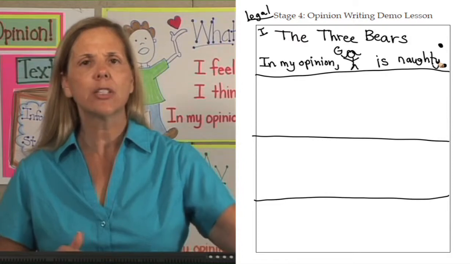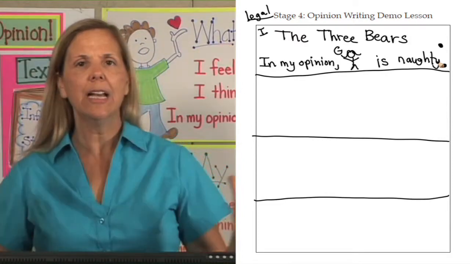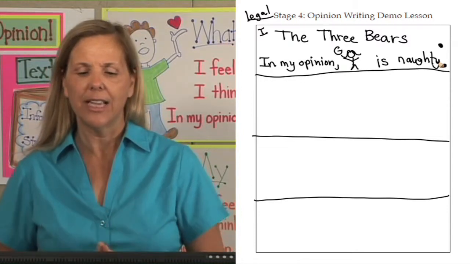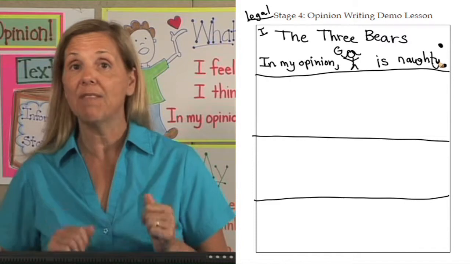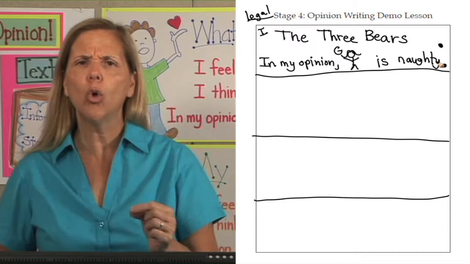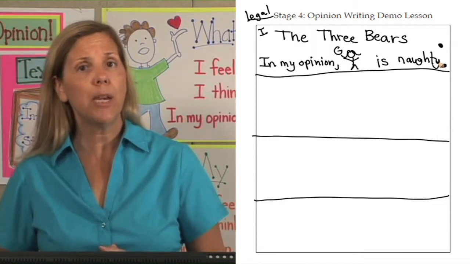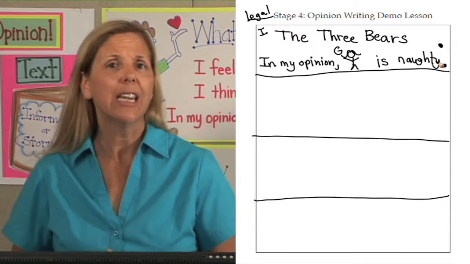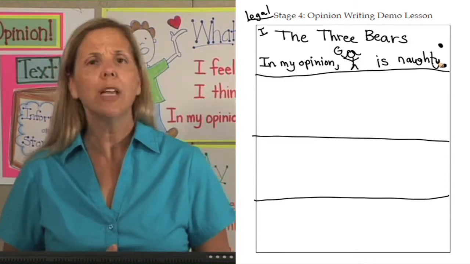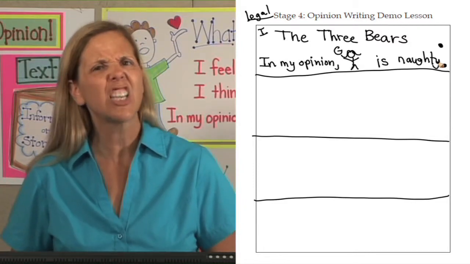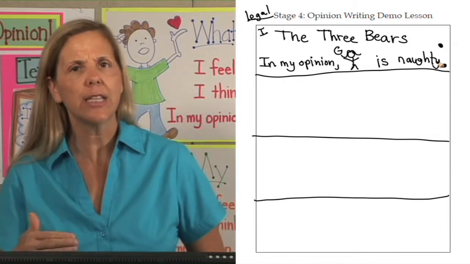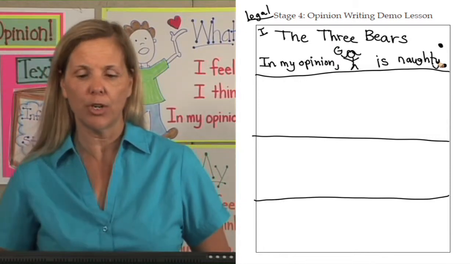Let's go back and let's start our entire opening of our opinion. We have our title and then our opinion. Let's do it. I just finished reading a fabulous story titled The Three Bears. In my opinion, Goldilocks is naughty. In my opinion, the little girl Goldilocks is naughty. I just finished reading a wonderful story titled The Three Bears. In my opinion, the character Goldilocks is naughty. There's our opinion. Notice how I keep rehearsing this over and over, saying different words.